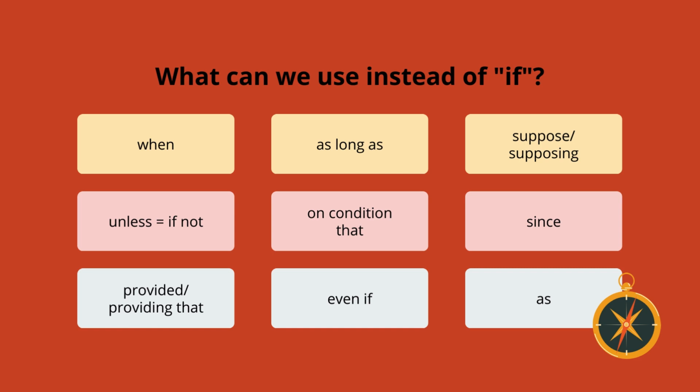So if we do not have the word if, then the words we can use are: when this happens, that will happen. As long as I am here, I'll do this. On one condition, even if, since it's raining, I won't go to the college. So these are the words. Until and unless I find a job, I won't go shopping. So these are the words you can use instead of if.